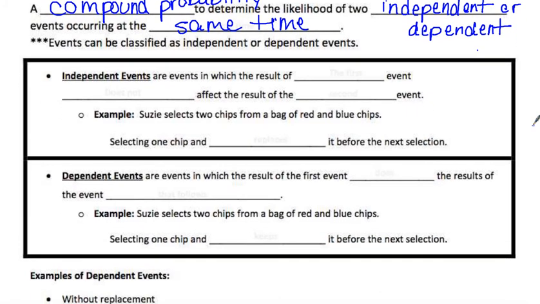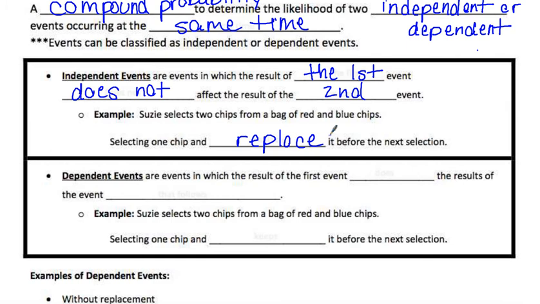So in an independent event, there are events in which the result of the first event does not affect the result of the second event. So, for example, Susie's selecting 2 chips from a bag of red and blue chips. What makes it independent is we are selecting 1 chip and then we replace it before we make another selection.